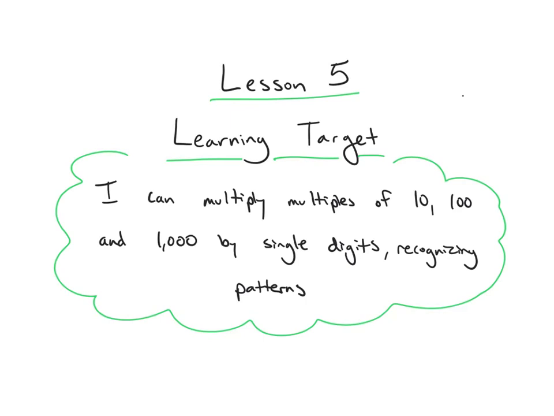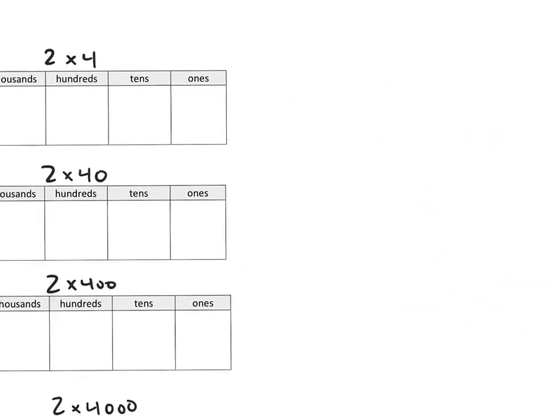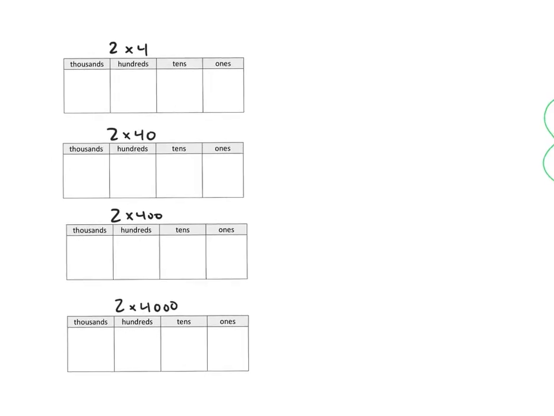So we're going to be building off of our work in Lesson 4, where we were just multiplying by 10, 100, and 1000, and we're going to be using multiples of 10, 100, and 1000 to multiply by single digits. So let's go ahead and jump into a few problems here where we can really see the pattern of the strategy we use to solve these types of problems.